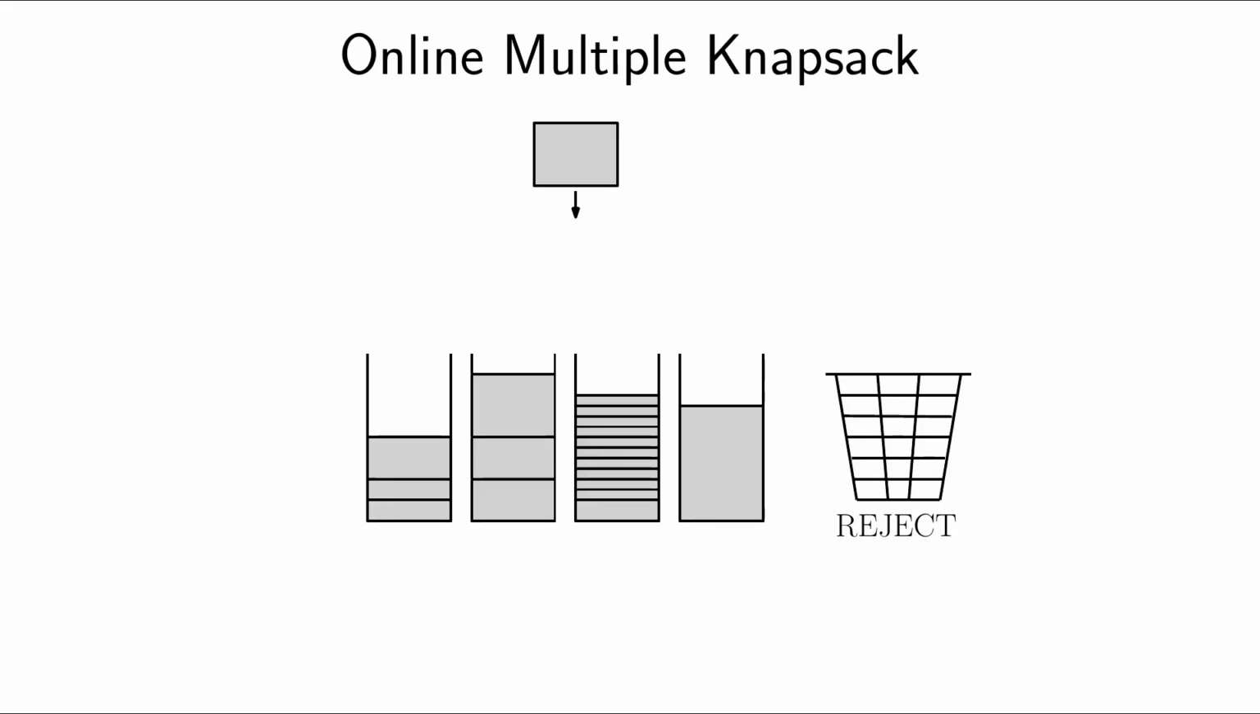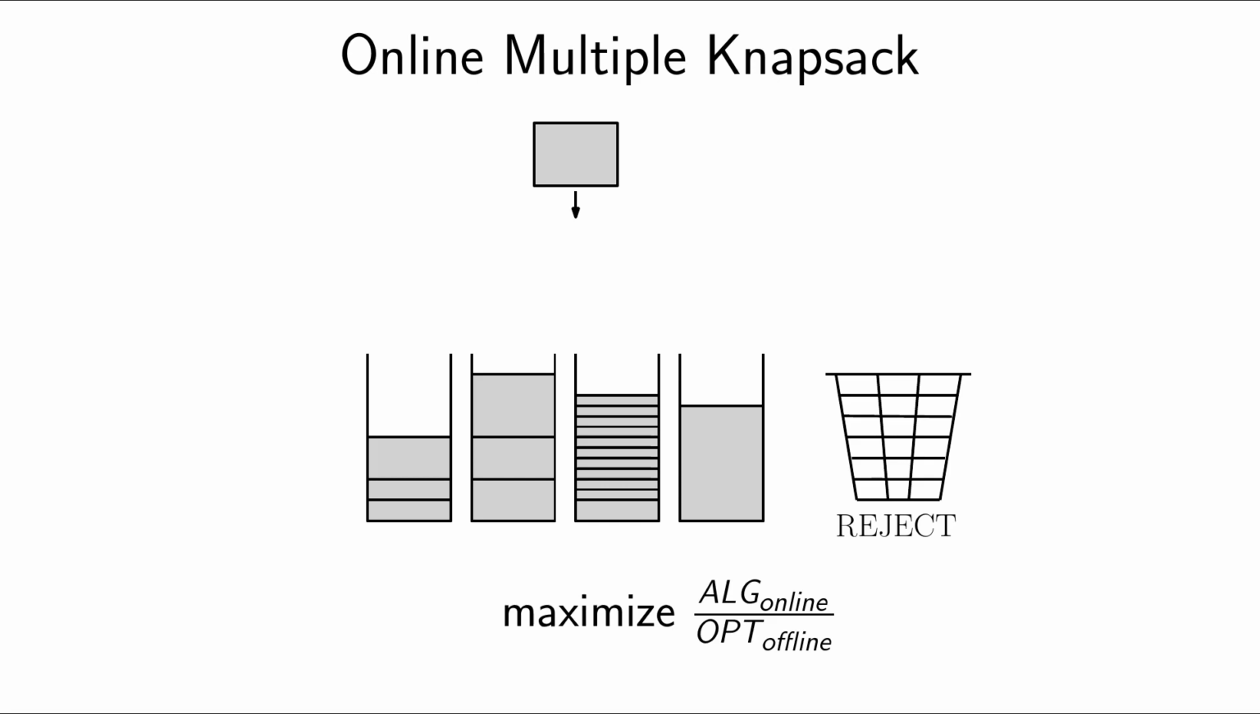The sequence of items arrive one by one. Upon seeing an item, we either reject it or store it in one of our knapsacks. We emphasize that the decision must be made without the knowledge of future items. Moreover, the decisions are permanent, so we cannot, for example, move accepted items between knapsacks or reject a previously accepted item.